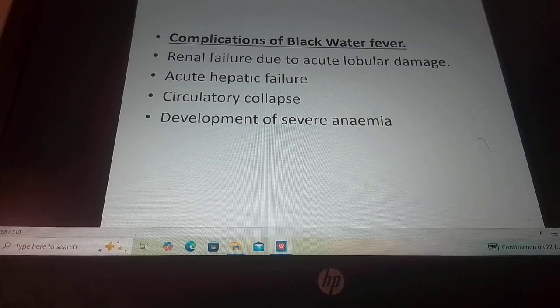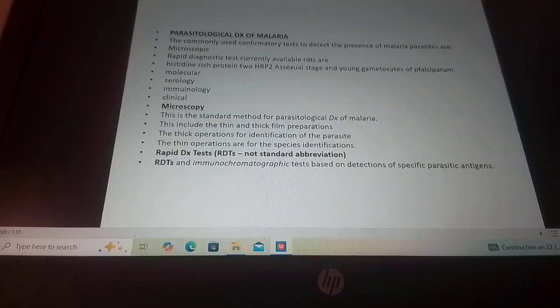So complications, it could go to as worse as renal failure due to acute tubular damage. Then we could have also acute hepatic failure, circulatory collapse is another one. Then development of severe anemia.